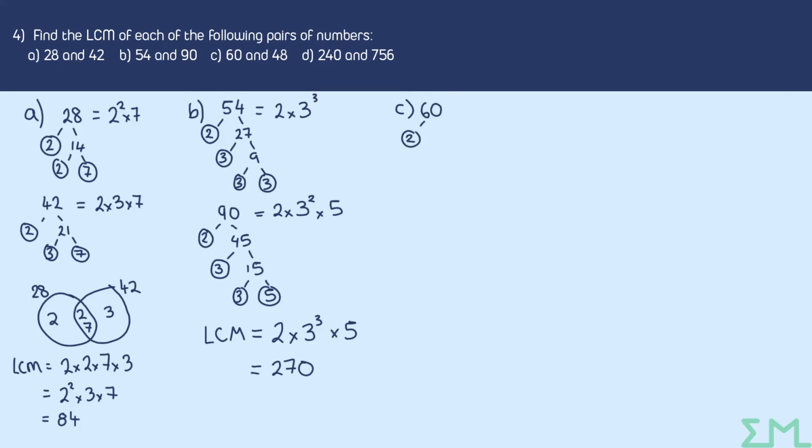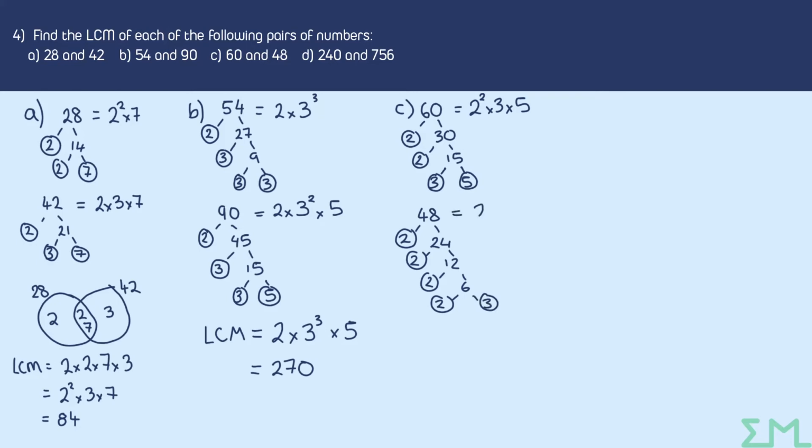Let's break 60 down. So we get 2 2's, a 3 and a 5. So 60 is 2 squared times 3 times 5. And then we've got 48. So 24 splits down again. 12 splits again to 6. Splits again with a 3. So this one would be 2 to the 4 this time, times 3.